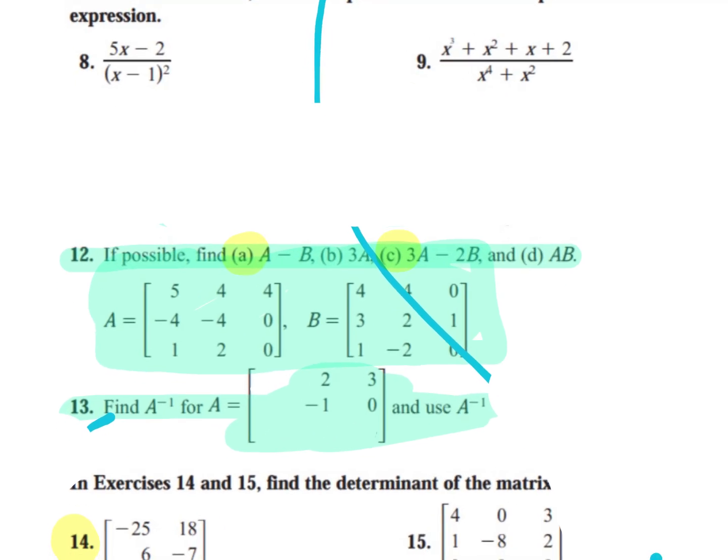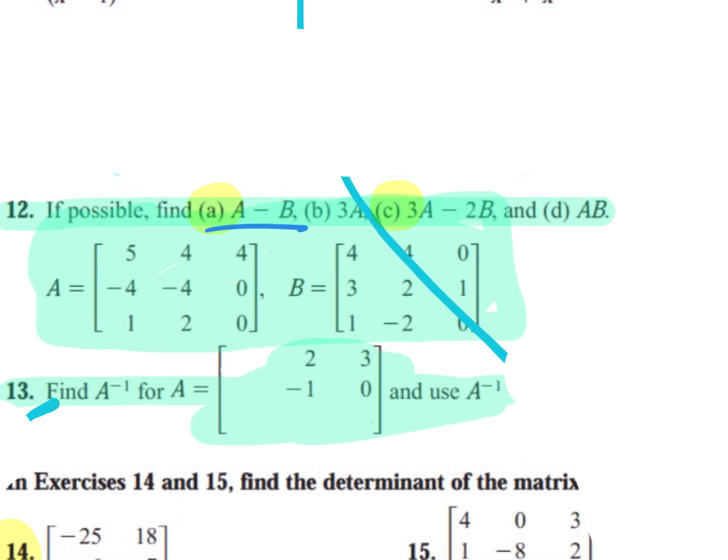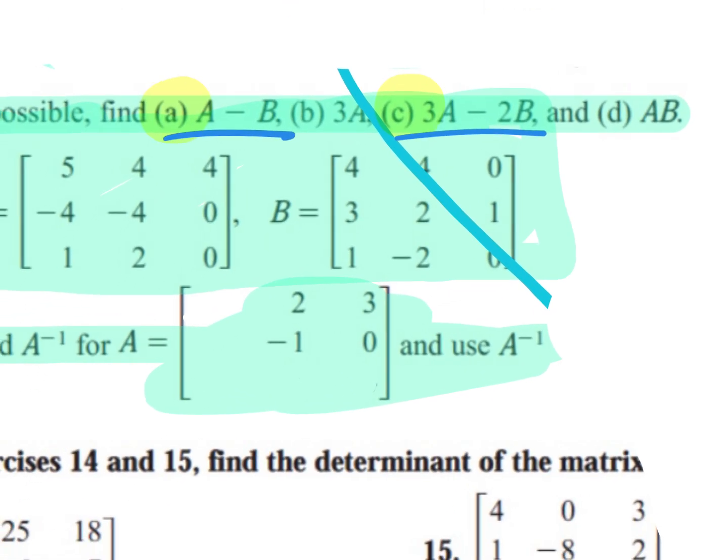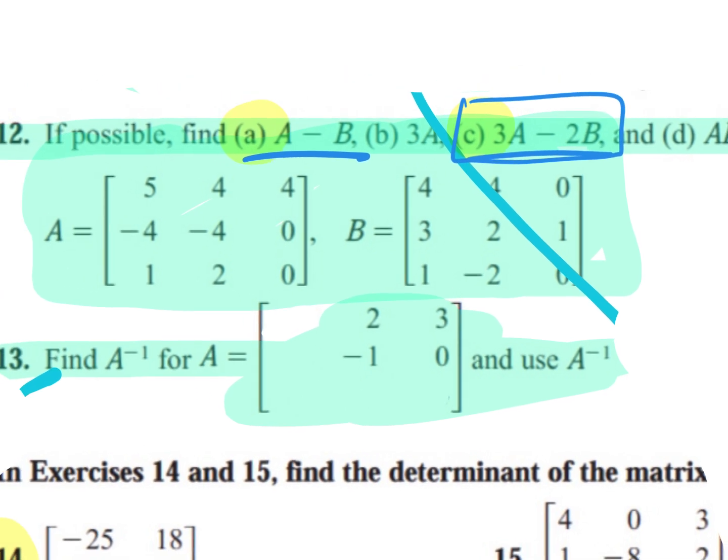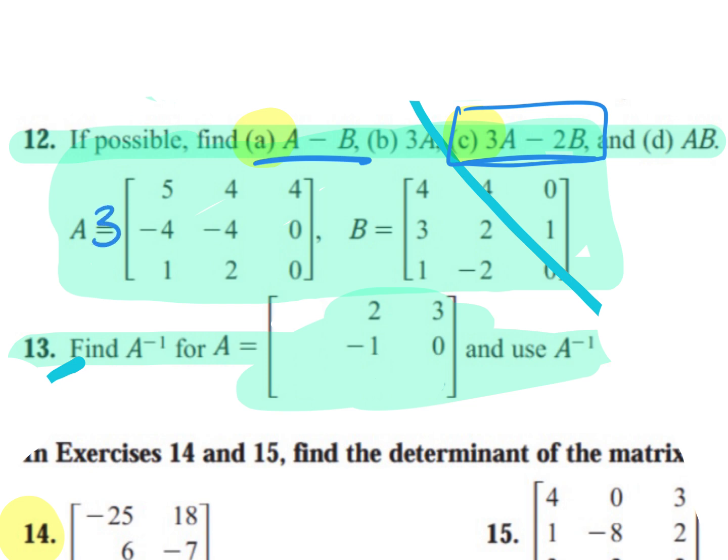Number 12, we want to subtract our matrices, so A minus B. C also says 3A minus 2B. I'll do C just because it's a little bit more challenging. We got a couple extra steps here. So if we have a scalar in front of our matrix, we have to distribute that first. So let's do C. 3A minus 2B. So I'm going to start by distributing 3 to A and 2 to B.